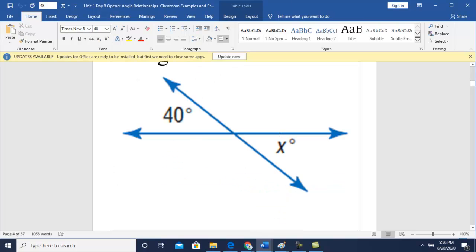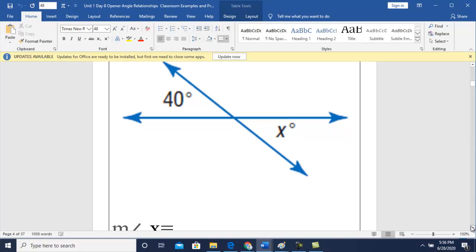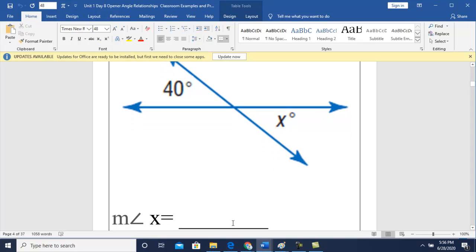So one of the rules that we talked about earlier, if the angles are vertical angles, then we would say that the measurement of x in this case would have to be 40 degrees. So all you would do is type in a 40 and just add a degree to the end of that. Okay.